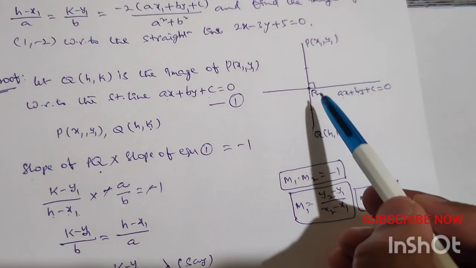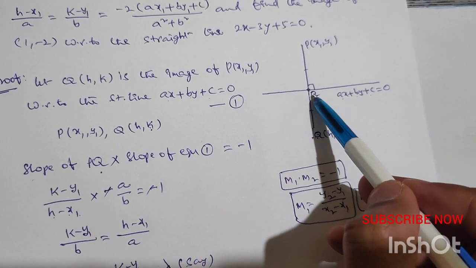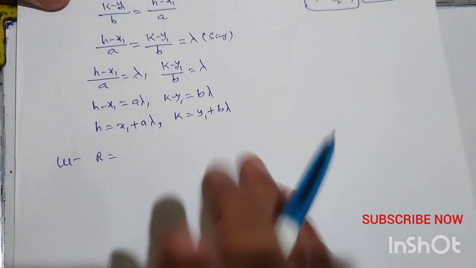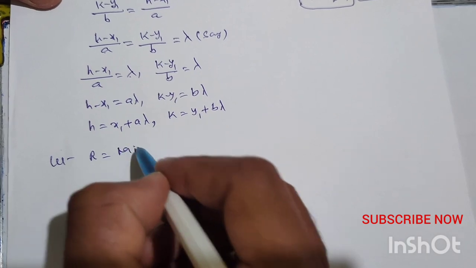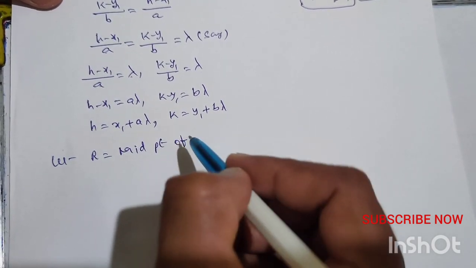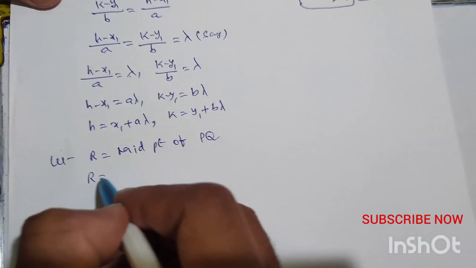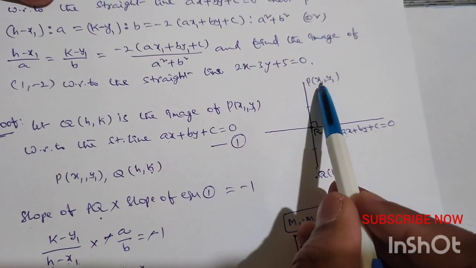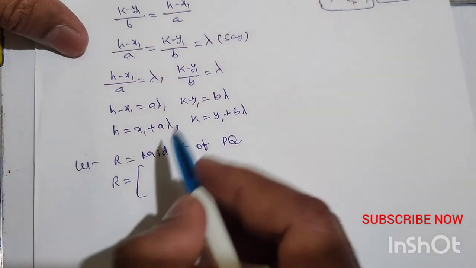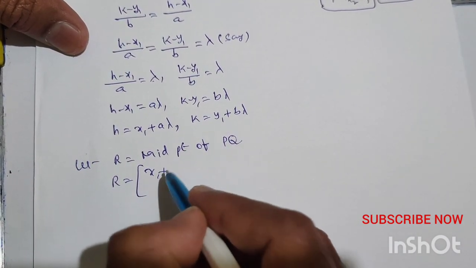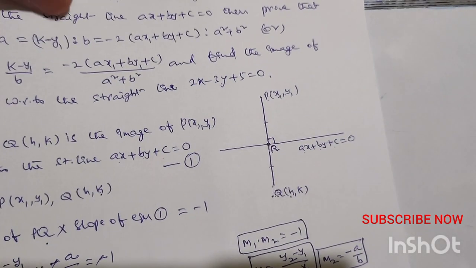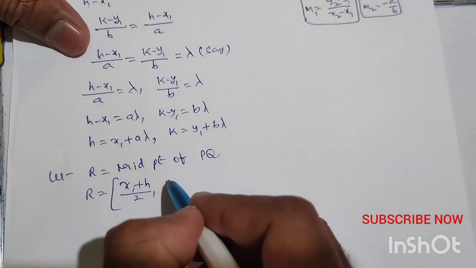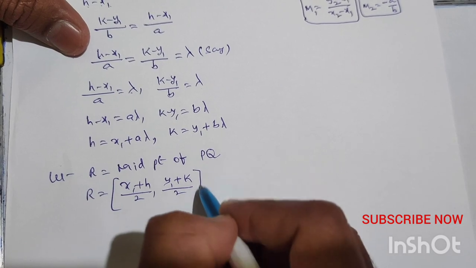But R is the midpoint of PQ. Let R be the midpoint of PQ. Then by the midpoint formula (x1 + x2)/2, here x1 + h over 2, and (y1 + k)/2. So R is ((x1 + h)/2, (y1 + k)/2).